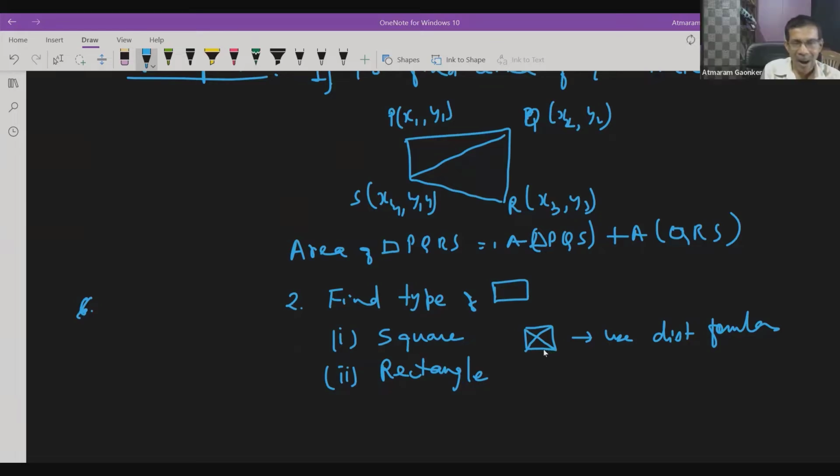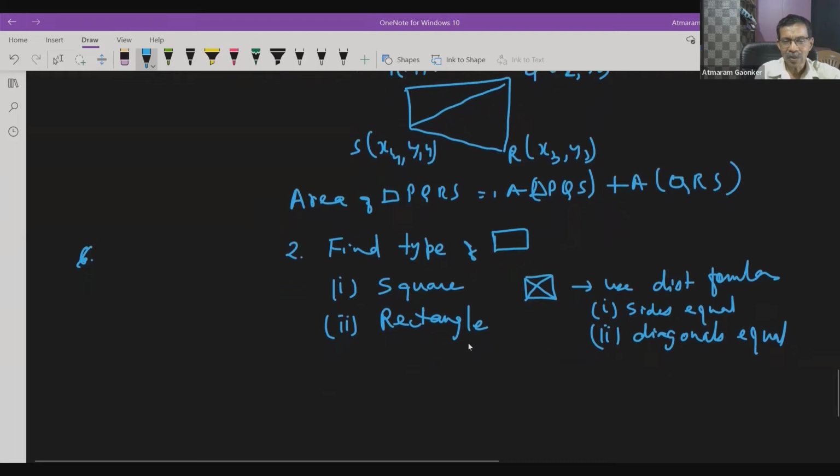the coordinates are given, so what you have to use is the distance formula. Number one, sides should be equal and diagonals should be equal. To prove that it is a square, diagonals should be equal. So by using the distance formula, you have to find all the sides and find the two diagonals.